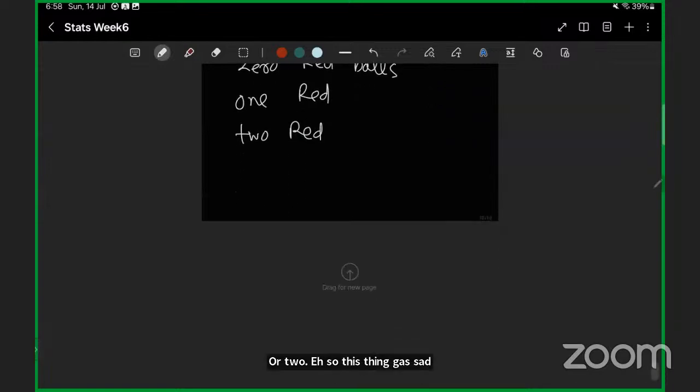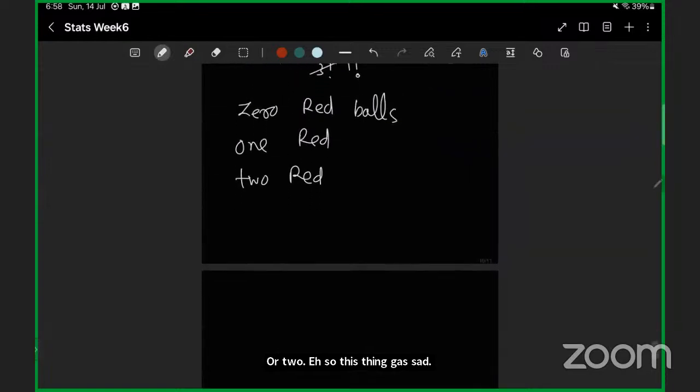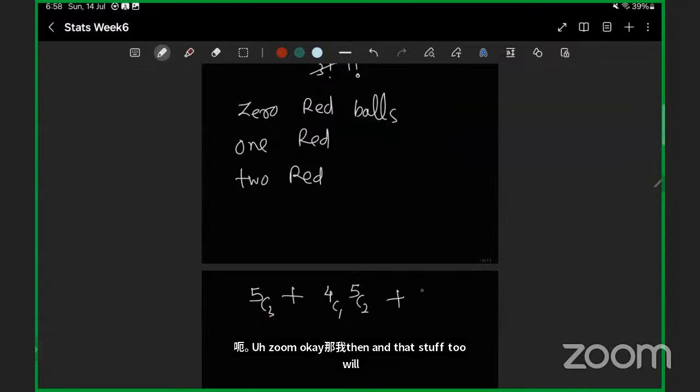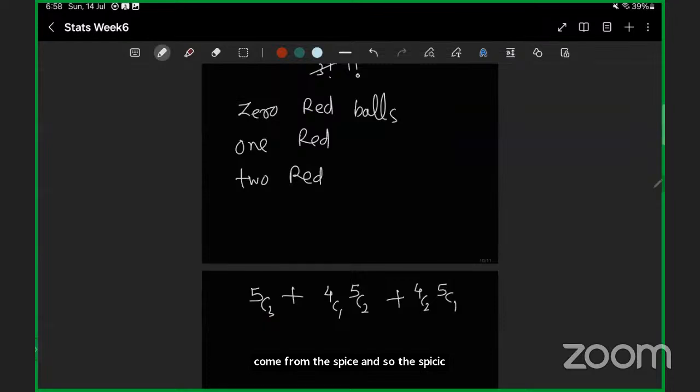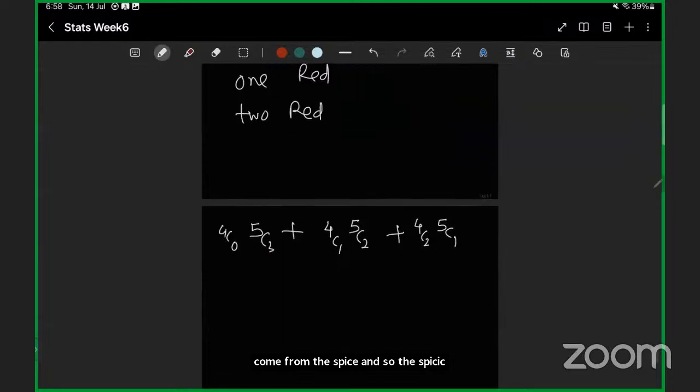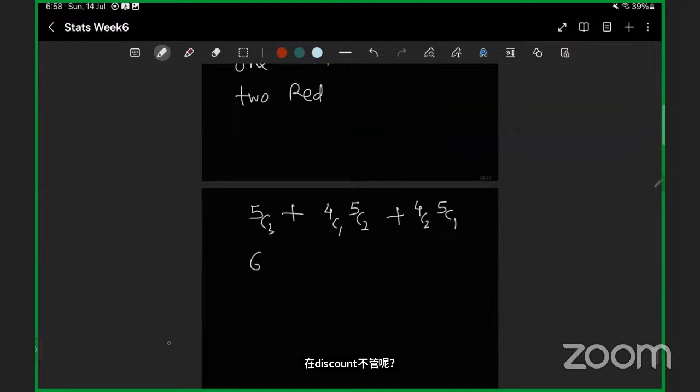You can add them also. Let's say zero red balls. That means I have five balls, out of which I have to select three. Plus one red ball: out of four red balls I select one, and the rest two come from the five elements, so that's 5C2. Plus two red balls, so 4C2 into 5C1. In the zero red case you can write 4C0, but that is going to be 1. So 5C3 is 6.